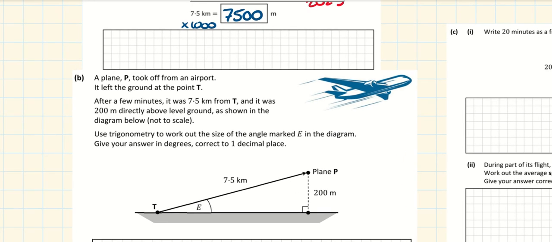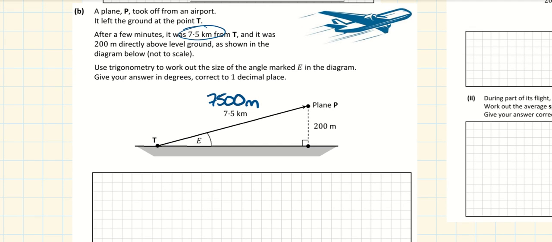As we can see, a plane took off from an airport, left the ground at point T. After a few minutes, it was 7.5 kilometers from T. So let's just put down what we learned in the first part, 7,500 meters. It was 200 meters, so we're keeping the units the same, above level ground, as shown in the diagram, to scale, of course. So use trigonometry to work out the size of the angle E. So this is just going to be another simple trigonometry question.